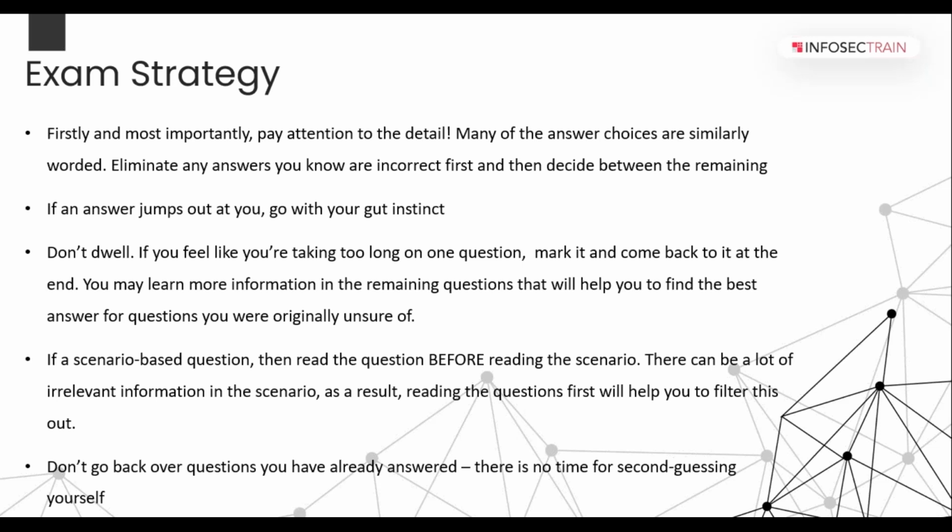What people used to say is to quickly have a look at the questions and then start reading the scenario, so that you can filter out all the unnecessary information and focus on what is required from the passage. And don't go back over questions you have already answered. There is no time for second guessing yourself. So these are some of the really time-tested strategies which can be really helpful for you when you go for the exam.